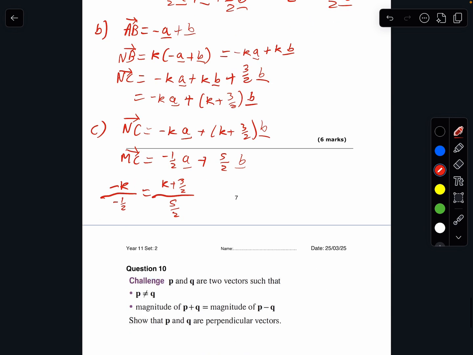Now effectively I'm going to keep change flip each side. That's going to get me 2k, because dividing by a half is the same as times by 2. So that gets me 2k is equal to, times the top by 2, the denominator is going to stay the same, 2k plus 3 all over 5. So that means that 10k is equal to 2k plus 3. That means that 8k is equal to 3. So k is equal to 3 over 8.